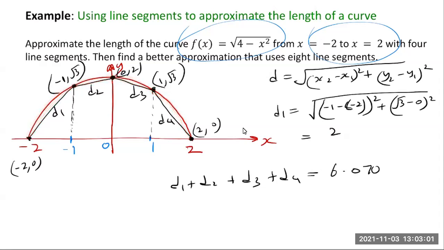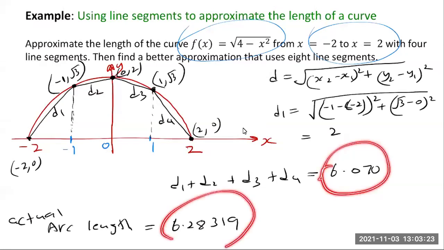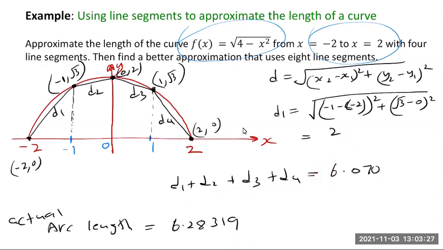is a half circle, of course, you will see that the actual arc length is equal to 6.28319. As you can see, this is a nice approximation for the actual arc length, right? These two are very close. All right, that's the idea.